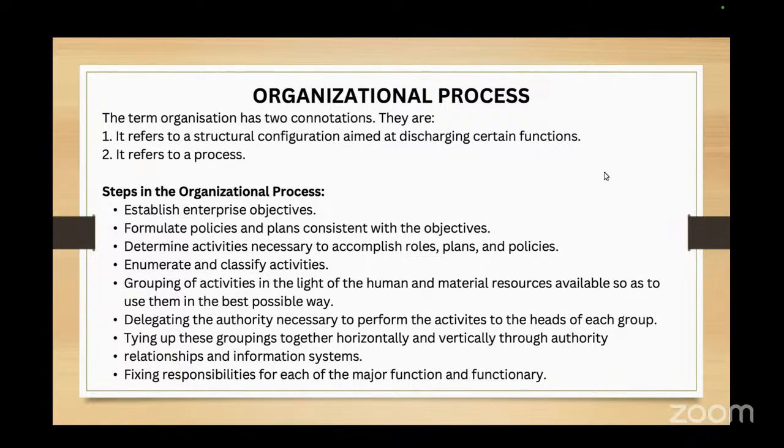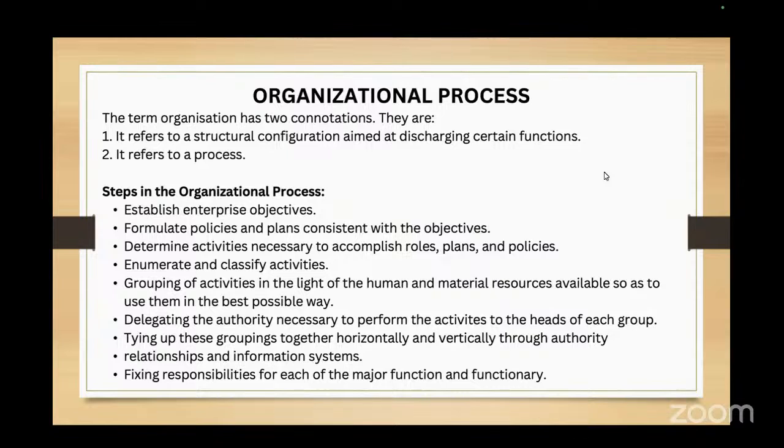Here are the steps involved in this organizational process. Establishment of enterprise objectives. It means to set clear objectives or the goals of the organization. Formulation of policies and plans consistent with the objectives. To create plans, policies, and strategies that align with those objectives. Determination of activities necessary to accomplish the rules, plans, and policies, which means identify necessary activities, figure out what needs to be done to follow through with the plans.